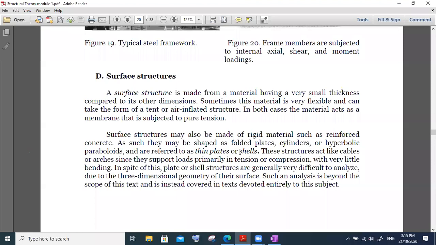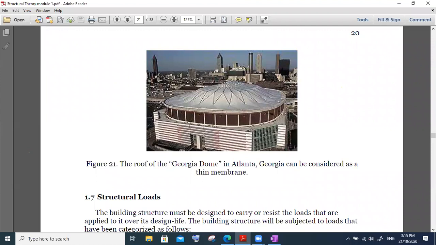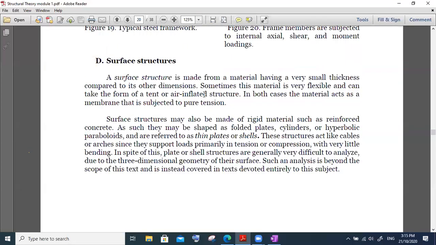Surface structure is made from material having a very small thickness compared to the other dimension. Masyado siyang manipis. That's why surface structure, no? Sabi niya dito, surface structure may also be made of rigid materials such as reinforced concrete. As such, they may be shaped as folded plates, cylinders, or hyperbolic paraboloids, and are referred to as thin plates or shells. So in this case, ito siya. Yung roofing ng Georgia Dome is considered a thin membrane. Masyado siyang manipis kumpara dun sa buong part ng structure, no? And it is referred to as a surface structure, a thin plate or a shell.